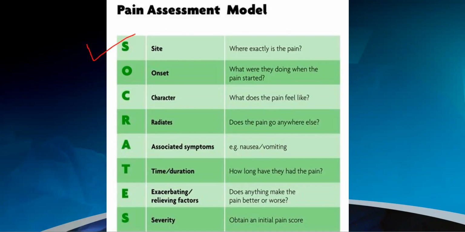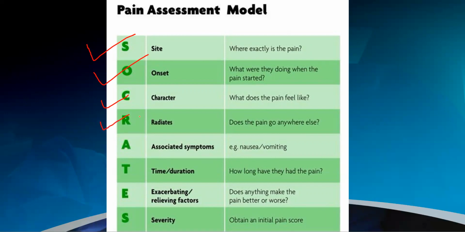So in SOCRATES, you have site. So where exactly is the pain? You need to know. How did it start? So what was the patient doing before the pain started? That's your onset. Character. So how does the pain feel? Is it a squeezing pain or a stabbing pain, sharp pain, dull pain? We need to know that.